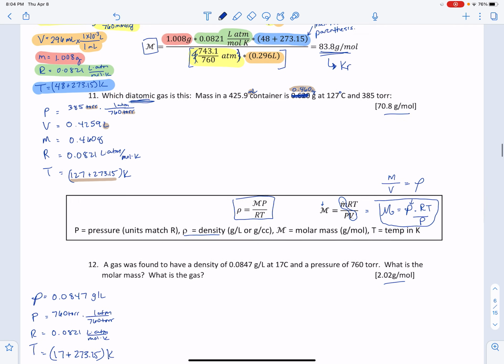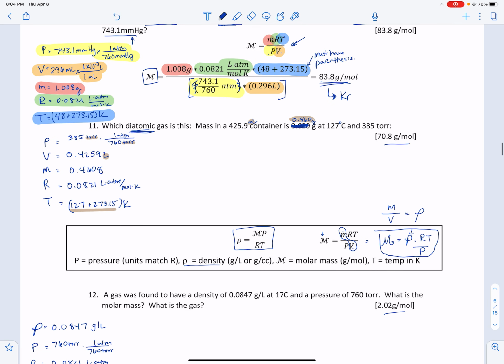So I'm going to fill out the equation. So I have 0.460 grams times 0.0821, and that's liters ATM per mole Kelvin, times 127 plus 273.15, over 385 torr times 1 ATM.